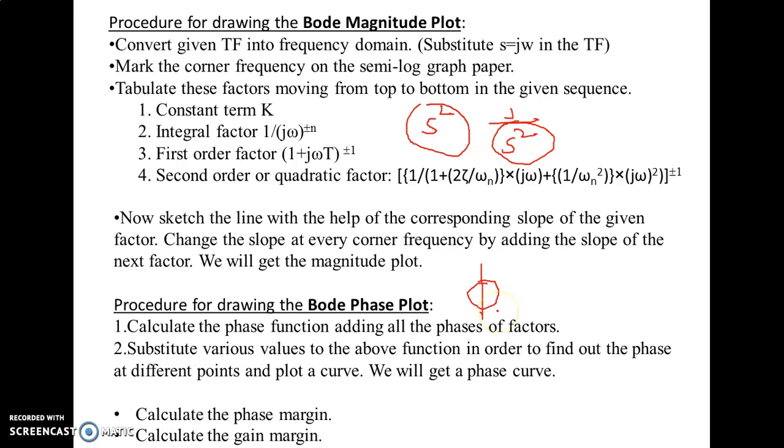After that, we can find the phase margin, gain margin, phase crossover frequency, and gain crossover frequency in the graph itself. So this way we can draw the Bode plot, magnitude plot as well as phase plot.